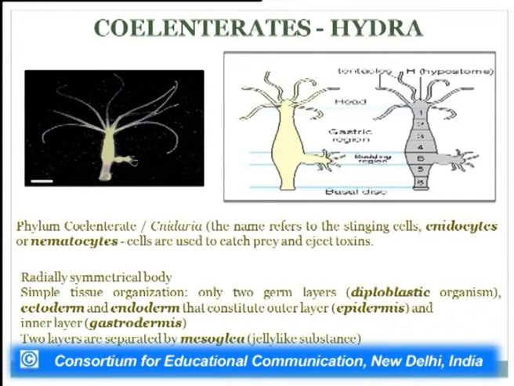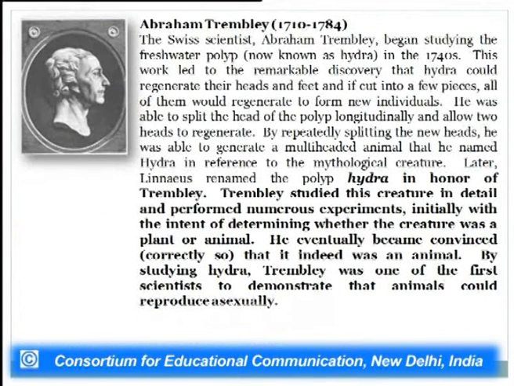Only two germ layers are present, the ectoderm and the endoderm, that constitute the outer layer which is called the epidermis and the inner layer which is called the gastrodermis. And the two layers are separated not by a true layer but by what is called the mesoglea, a kind of jelly-like substance, and therefore it is a diploblastic animal.